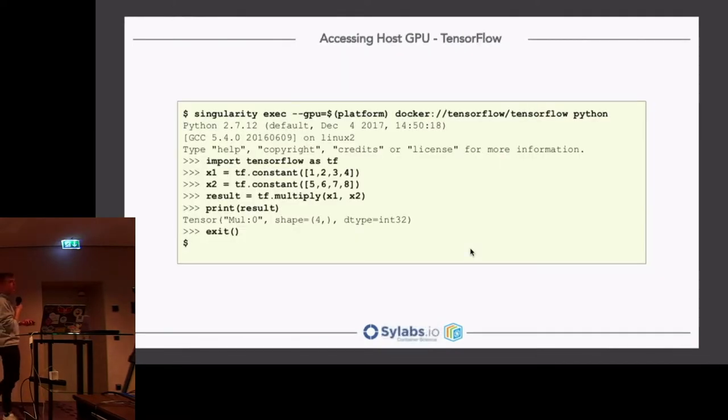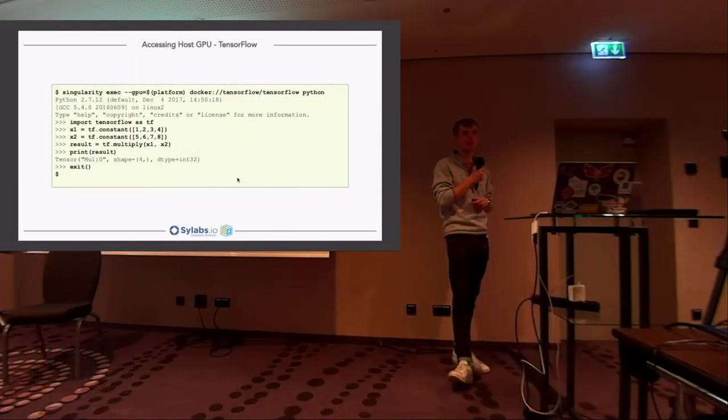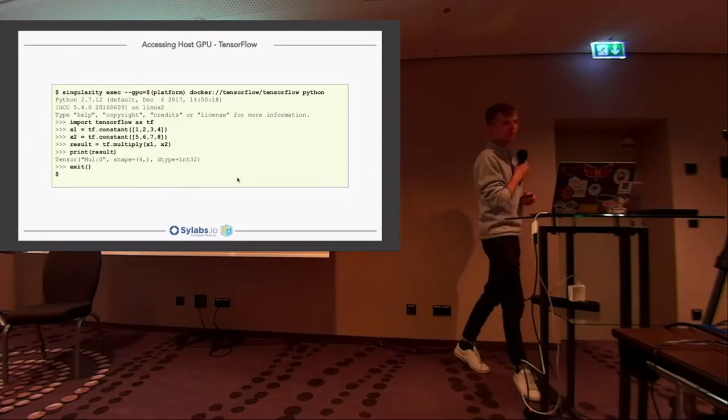Another thing that's made really easy with Singularity is doing things like running with a GPU. So for example, here we have a TensorFlow container. You can just do singularity exec --gpu=nvidia, or --gpu=rocm. And it will put the correct GPU or set of GPUs in. Soon you will also be able to say, I want to take GPU 0, 1, and 4, or something like that, and those will appear in the container.